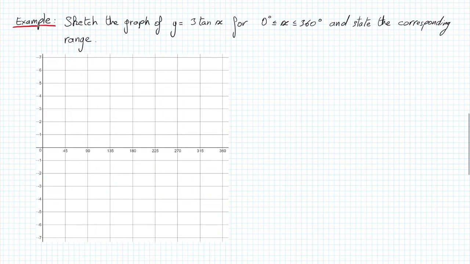Let's look at an example. Sketch a graph of y equals 3 tangent of x for x between 0 and 360 degrees and state the corresponding range. Okay, first thing we do: y equals 3 tangent of x. It means that the axis of the curve is y equals 0 and the amplitude a is 3.